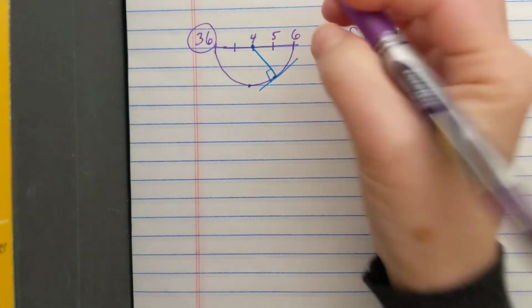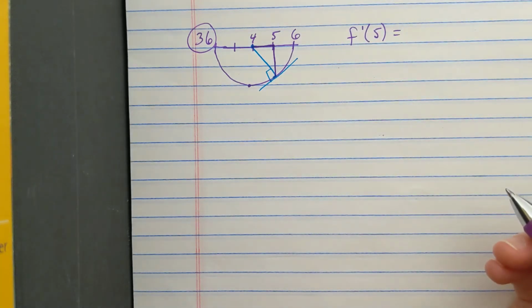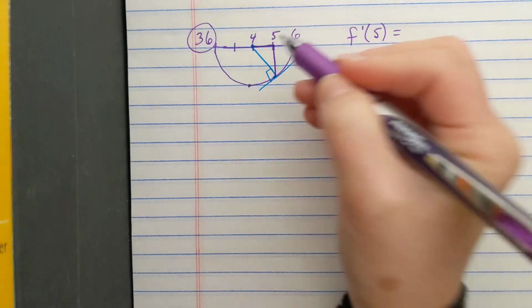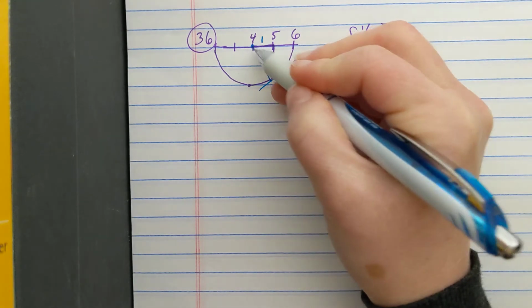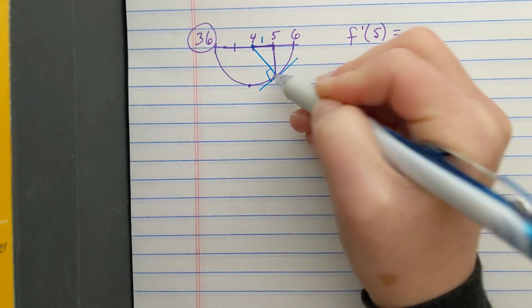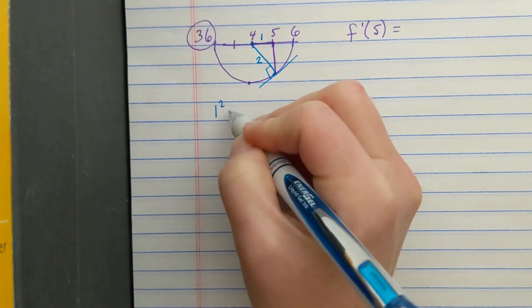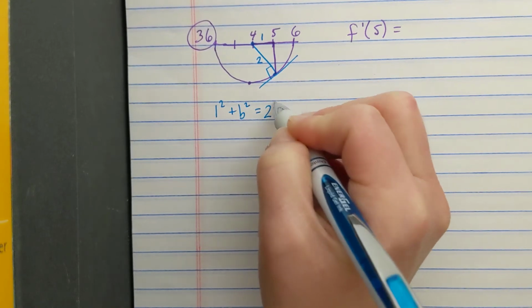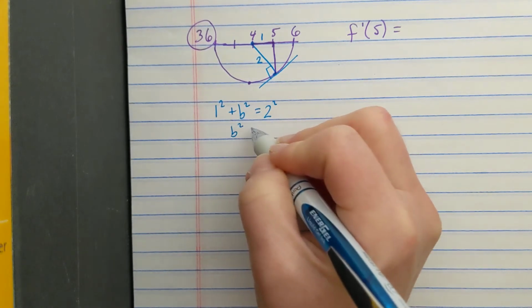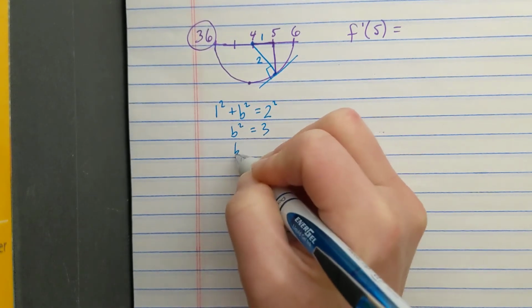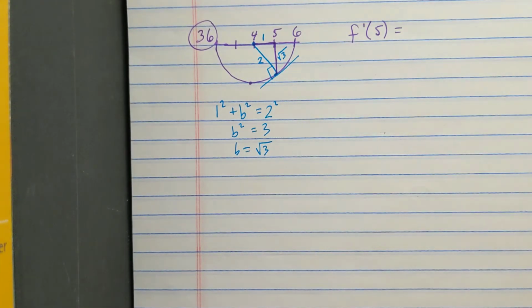Well, luckily, I can create a triangle right here and get rise over run and figure out the slope of that radius. Okay, so from 4 to 5, that side has a length of 1. And from 4 out to the edge of the circle, well, that's a radius, and the radius of the circle is 2. So I'm going to use the Pythagorean theorem. 1 squared plus b squared equals 2 squared to get the length of this side, that leg. So b squared is 4 minus 1, 3. So b is root 3. I don't need a plus or minus there because it's the length of a side of a triangle.